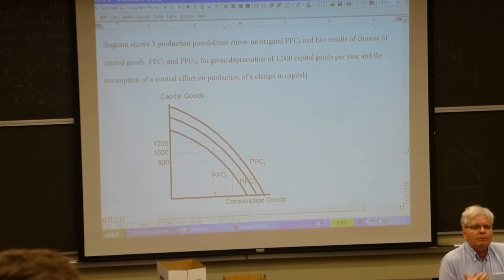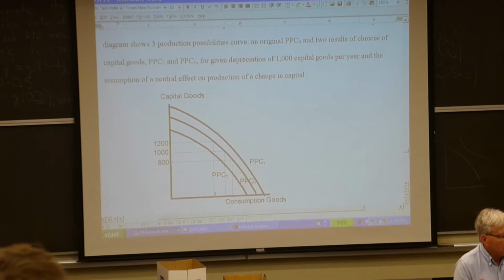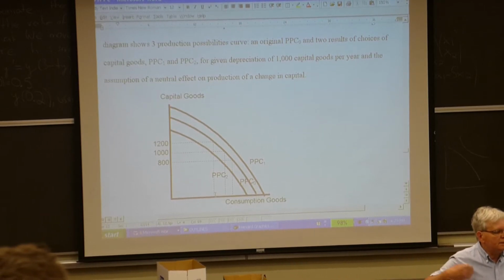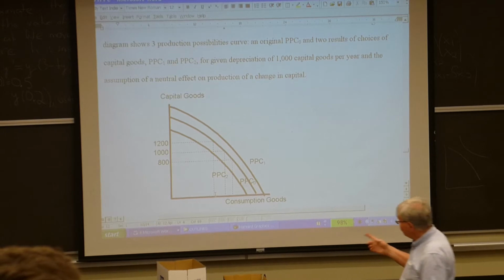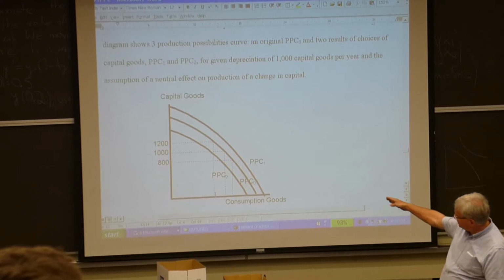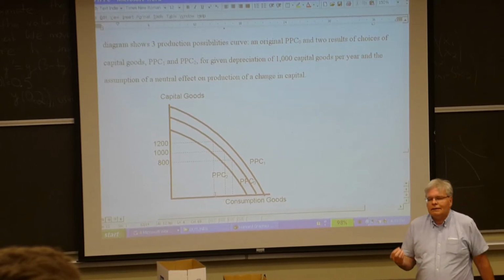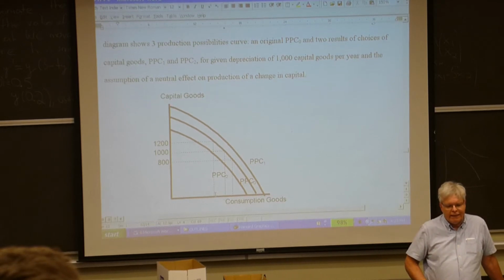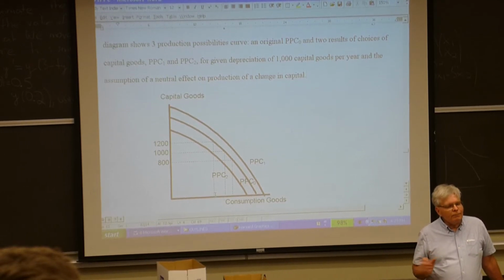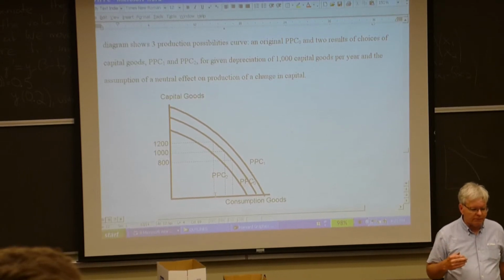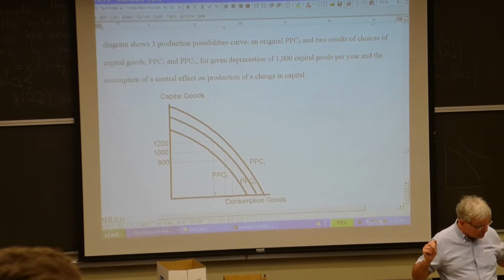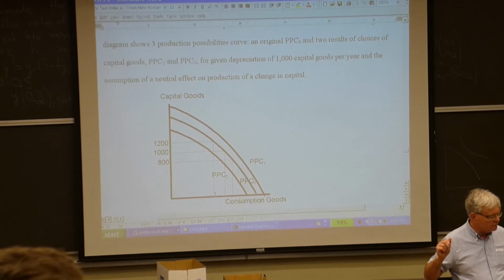What does that mean to the production possibility curve? It shifts up. The society can produce more. So, see, PPC1, it shifts up. And this is a classic idea in economics: if we give up consumption goods so we can produce capital goods, we can increase our production possibilities and produce more consumption goods and more capital goods.